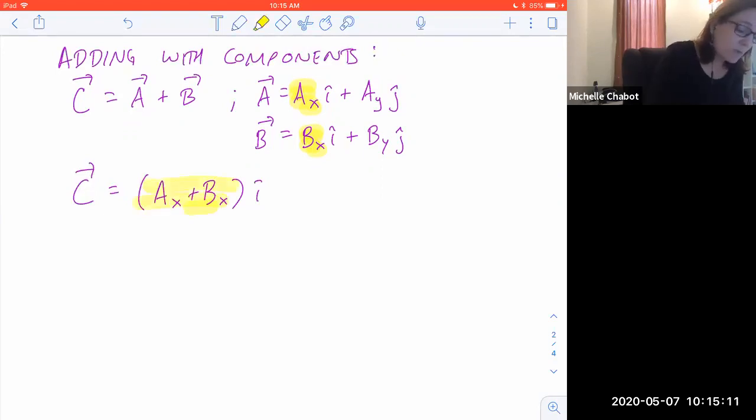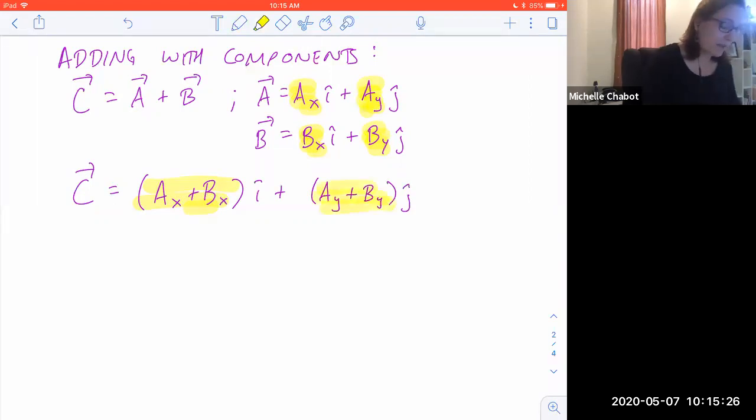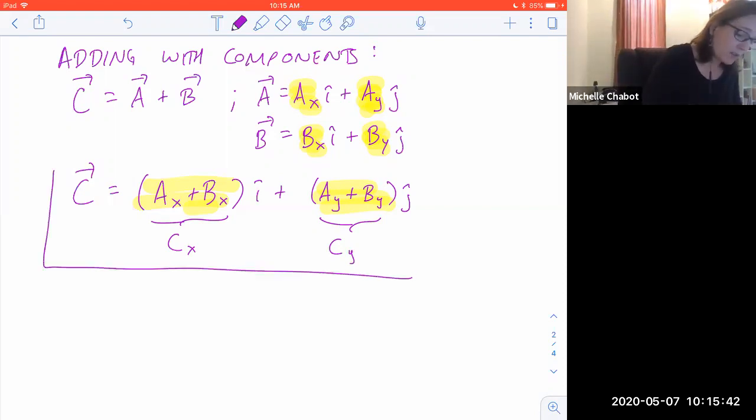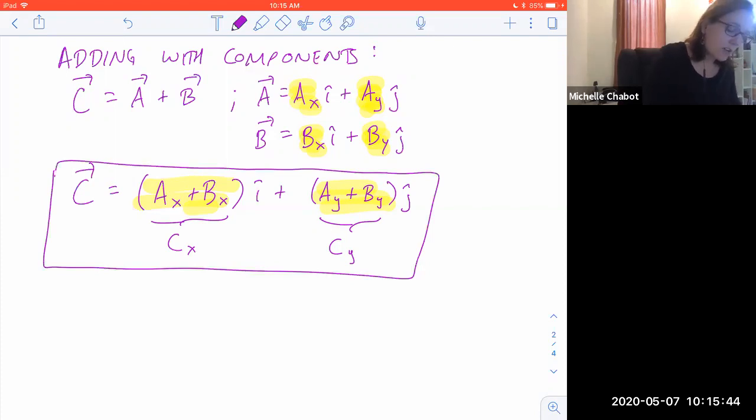And then I'm going to walk along all of my Y components. And so then I would say plus (AY plus BY) j hat. And so I walk along my Y components and I end up at my final location. So AX plus BX would then be my X component of vector C, and AY plus BY would be my Y component of vector C. So this would then be the result, the unit vector notation for the sum of those vectors.